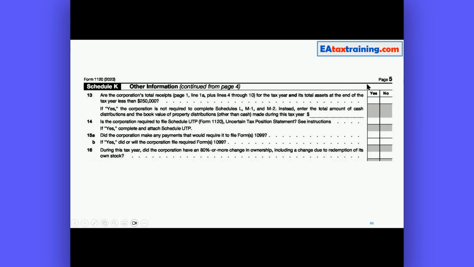Then you're going to say yes. So it says if yes, then you're not required to complete those schedules. So fill in the amount of the distributions here. If you go ahead and file those schedules anyway, even though you're not required to, you don't have to fill it in here. But this is assuming that you're not going to do that, so you have to put in the distributions here. And you can see this is just one part of Schedule K.